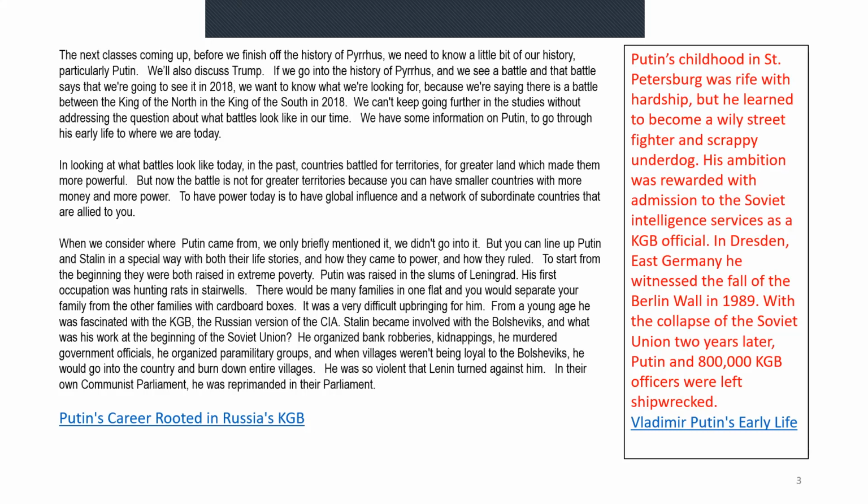We'll read that side paragraph here. Putin's childhood in St. Petersburg was rife with hardship, but he learned to become a wily street fighter and scrappy underdog. His ambition was rewarded with admission to the Soviet intelligence service as a KGB official. In Dresden, East Germany, he witnessed the fall of the Berlin Wall in 1989 with the collapse of the Soviet Union 2 years later. Putin and 800,000 KGB officers were left shipwrecked. That was Vladimir Putin's early life.